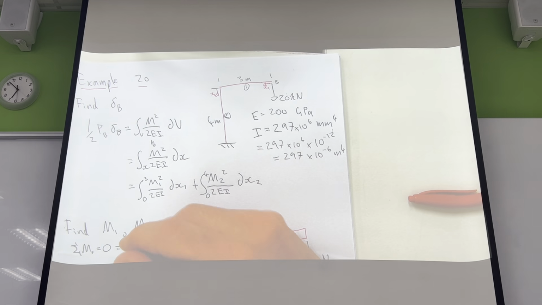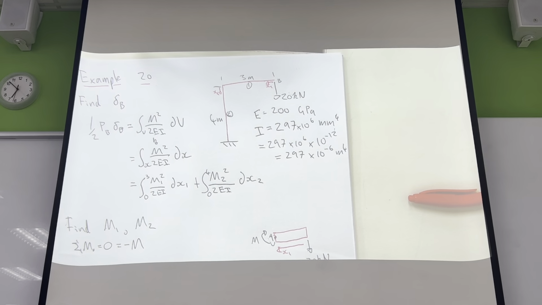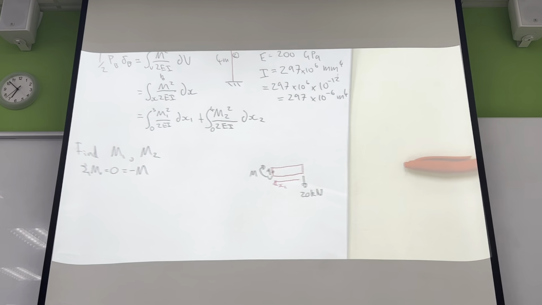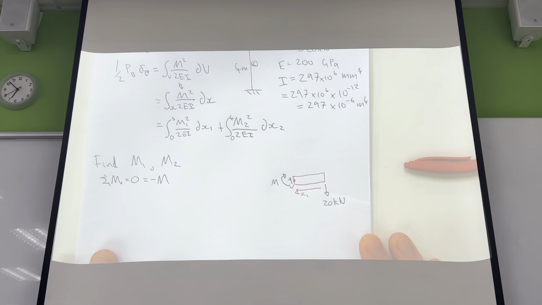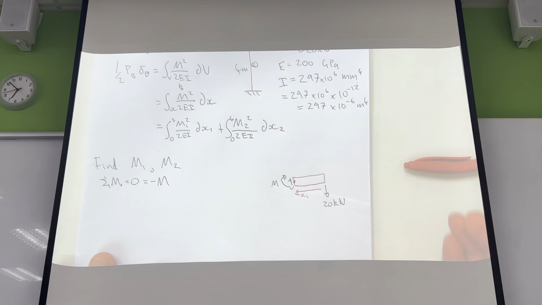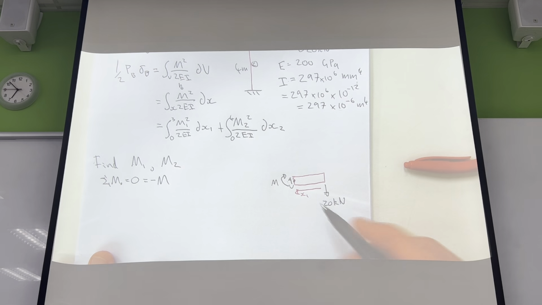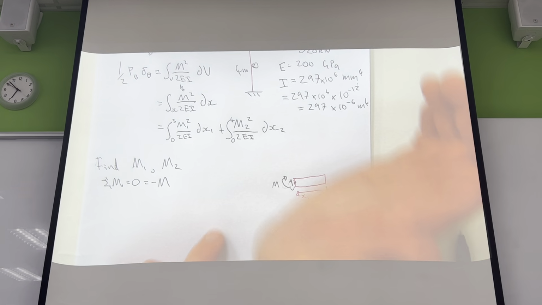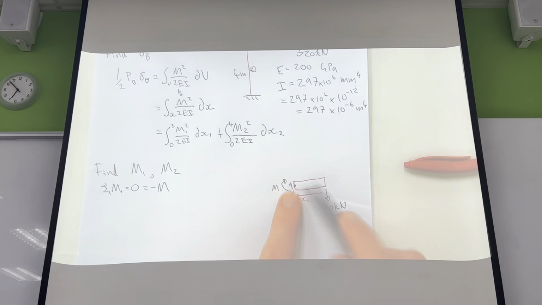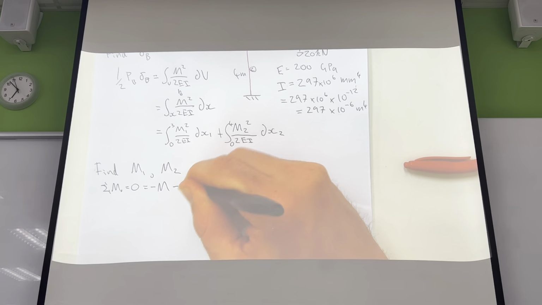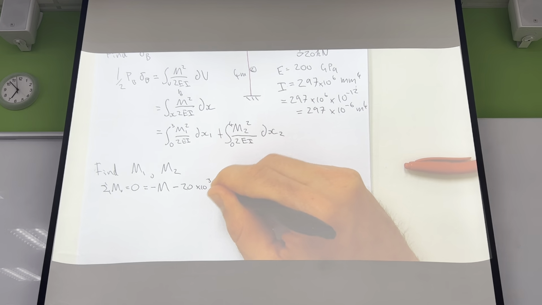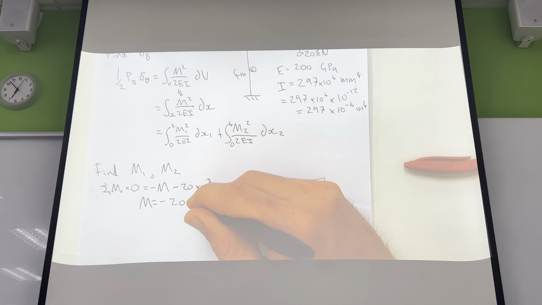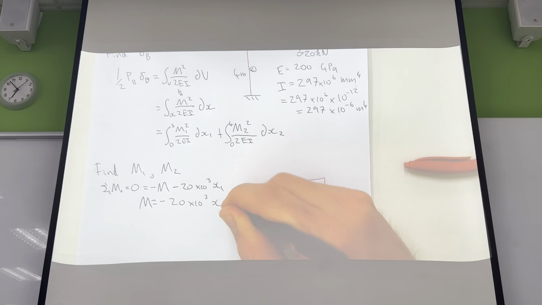So this value here is negative because it's going counterclockwise. This one's going clockwise. This one here is also going clockwise relative to that point. So that is also minus 20,000 x1. So we can say that M is simply negative 20,000 x1.